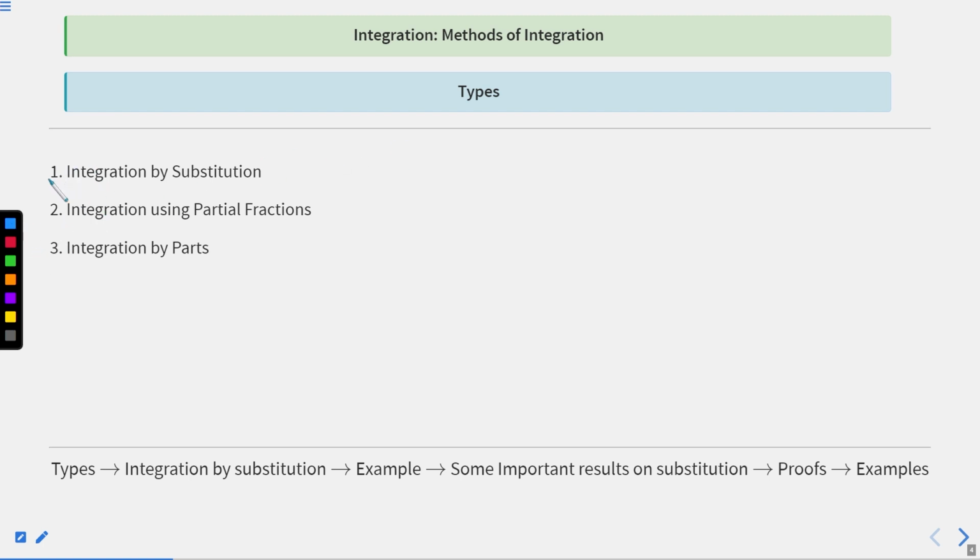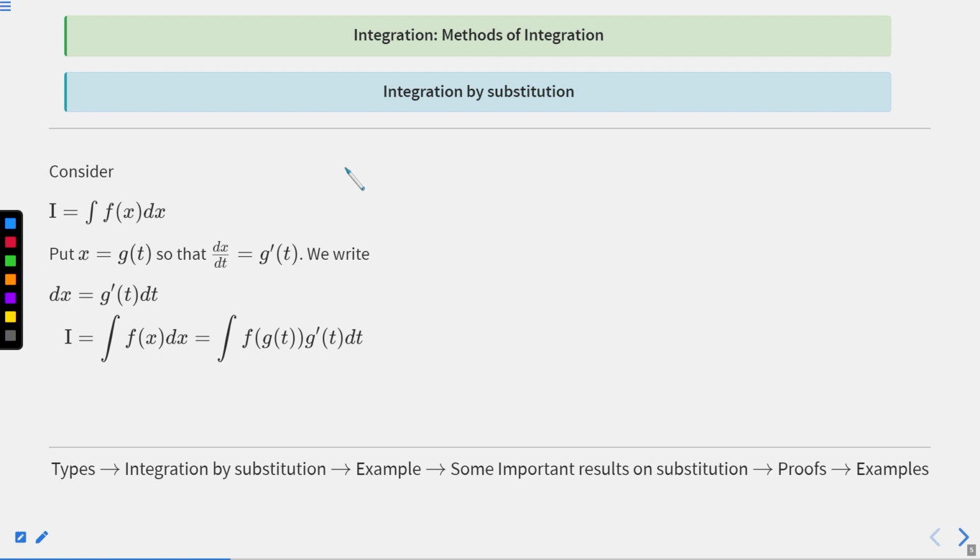In types, you will be learning three types: integration by substitution, integration using partial fractions, and integration by parts. In today's session, we will mainly focus on the first part. In upcoming sessions, we will be seeing the remaining two. Clear? So how does integration by substitution work?